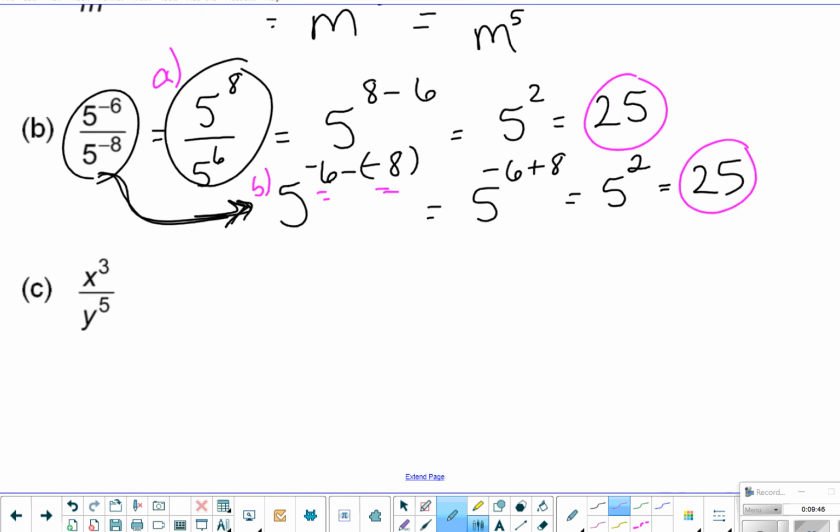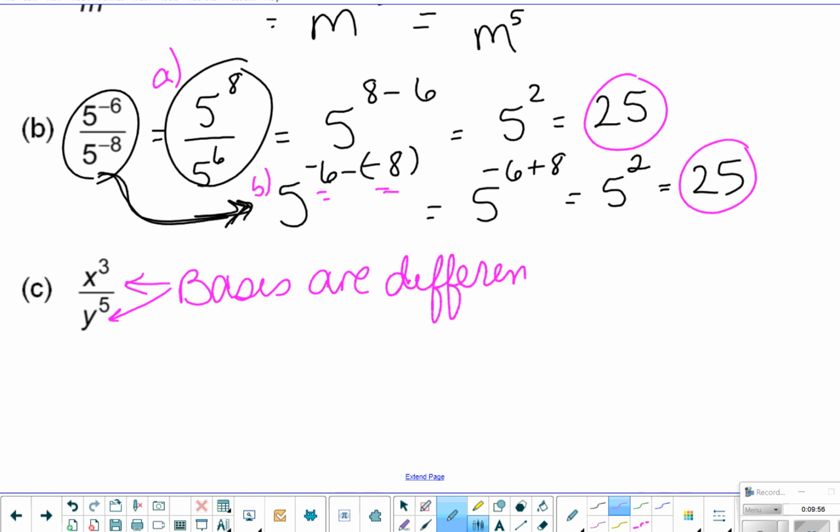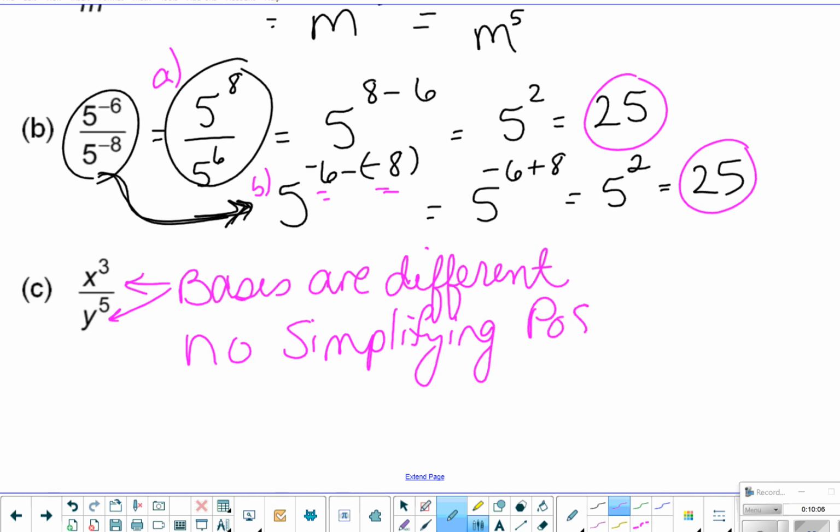Finally, C, I hope you're recognizing this. Look at those bases. Bases are different. So you cannot, no simplifying possible. So that just is our answer. Only can pull them together if I'd had the same bases, like an x to the third over x to the fifth, right? Or maybe they were both y's, then we could pull it together.